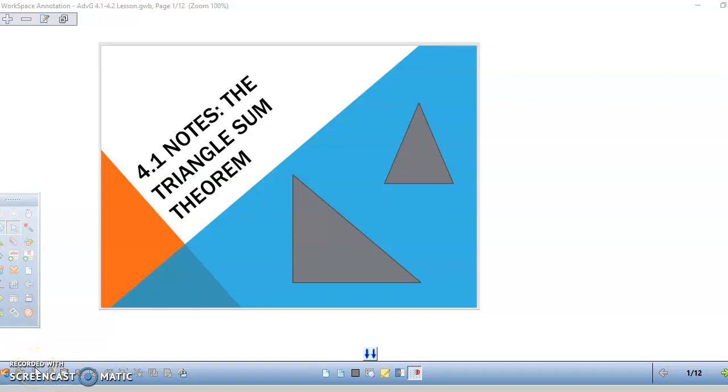Okay, well, welcome to Chapter 4. Chapter 4 has to do with triangles and all sorts of theorems and postulates regarding triangles and congruent triangles. The first theorem is the triangle sum theorem.